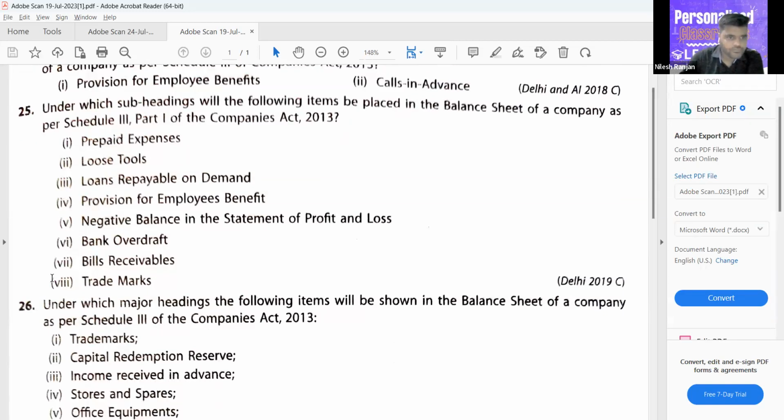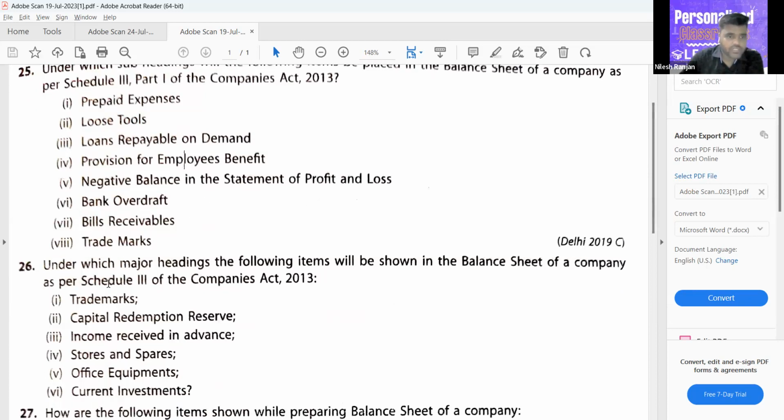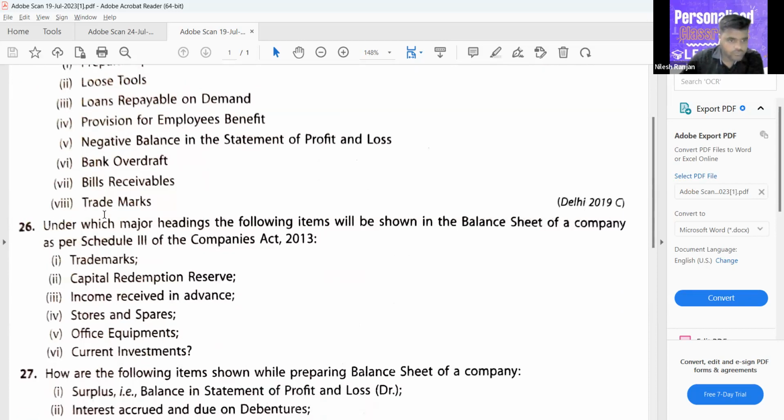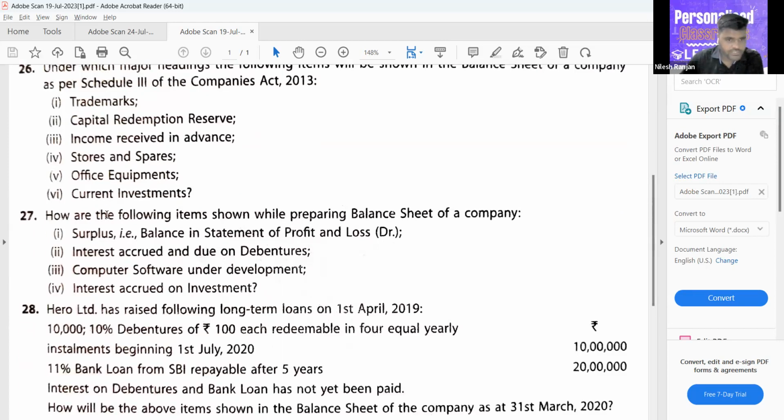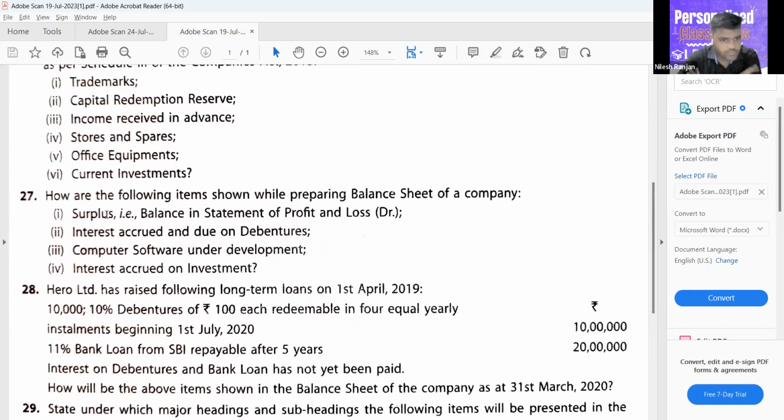Prepaid expenses, loose tools, loan repayable on demand, provisions for employee benefit. You have to write these items under the headings. So you understand where these items will go. Actually, question number 28, you can see. And question number 27. First of all, 27. Read the item name and tell me where these items will be shown under balance sheet.